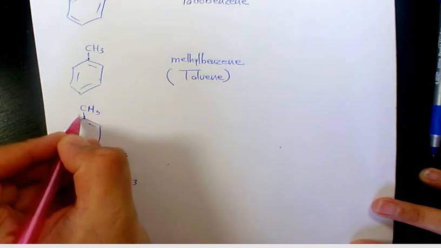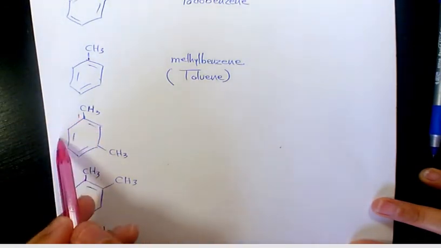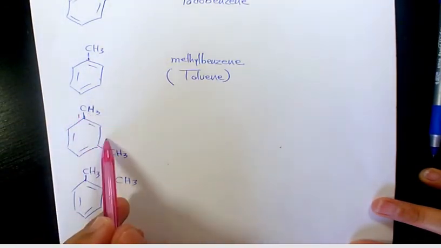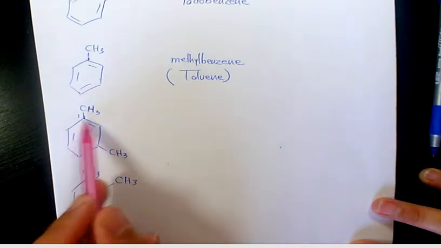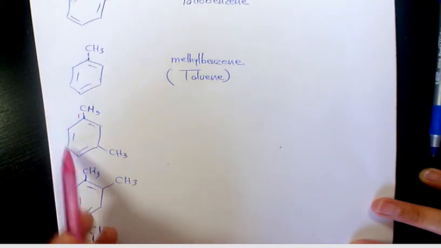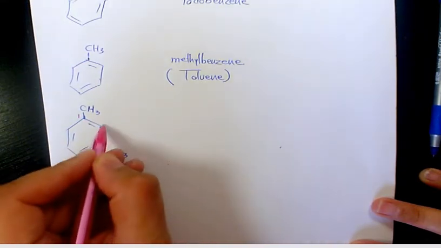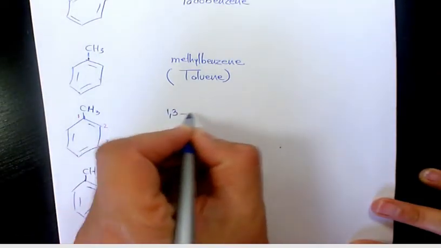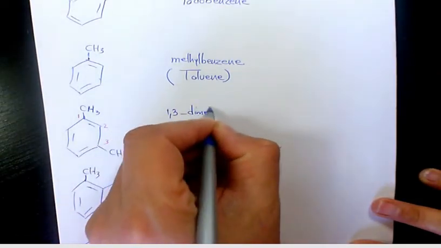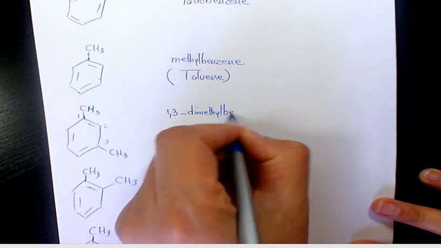Now the next one, we have two methyl groups, so then we need to specify the location. So we're going to start from here. One, should we go this side or this side? It's better to start with this side because it's going to be 2, 3, but if you start from this side, it's going to be 1, 2, 3, 4, 5, so it doesn't work. So it's going to be 1, 2, 3, so it is going to be 1 and 3 dimethylbenzene.